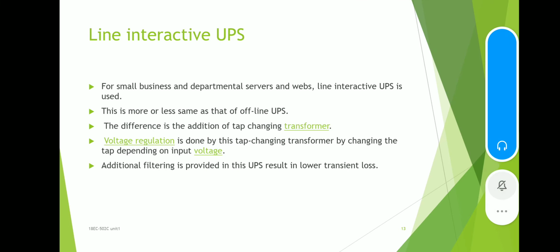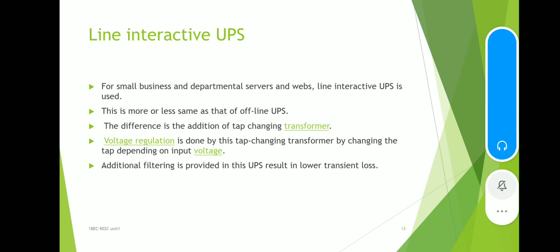Generally it is used for small business and departmental servers and webs. This is more or less the same as the offline UPS. It is almost similar, but there is a difference. That difference is the tap changing transformer. This voltage regulation is done by the tap changing transformer by changing the tap depending on the input voltage.